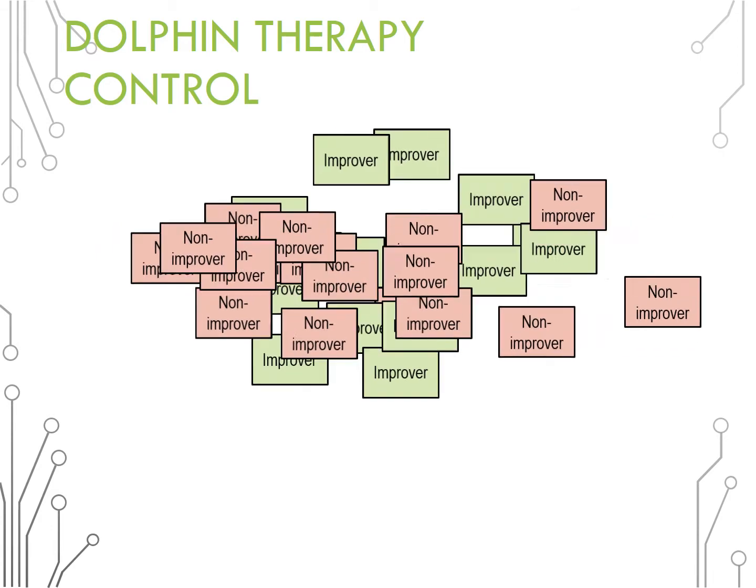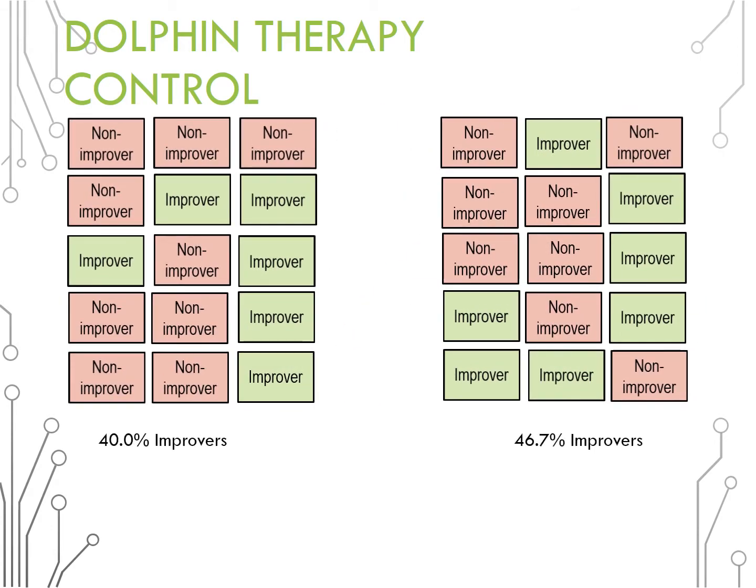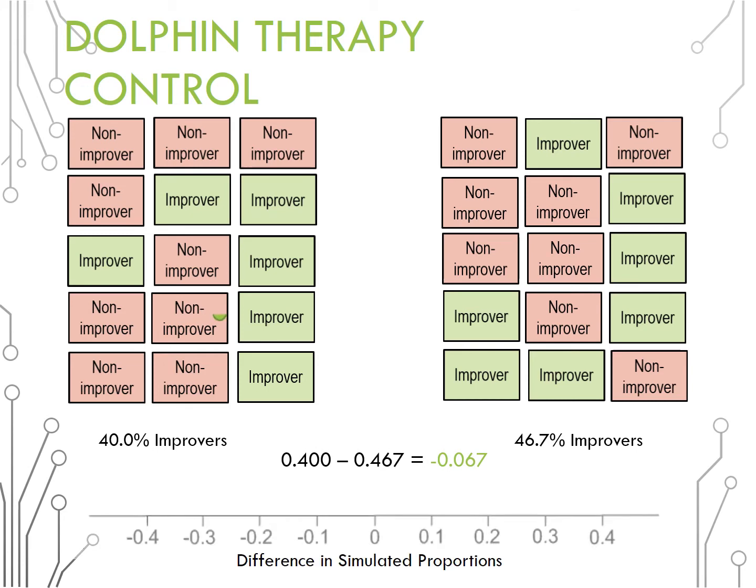So I can shuffle up the cards, and now I see 40% improvers in my new therapy group and 46.7% of improvers in the new control group. The difference in proportions using the same order of subtraction previously, therapy minus control, is negative 0.067. I can then plot that on my number line for the difference in simulated proportions. That would create one simulated sample, assuming the null hypothesis is true.